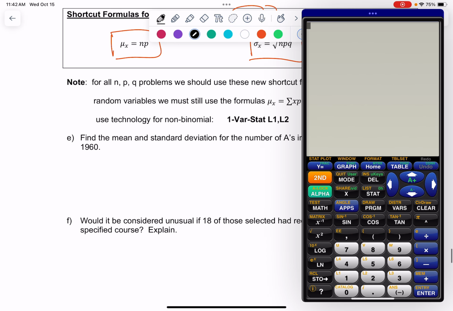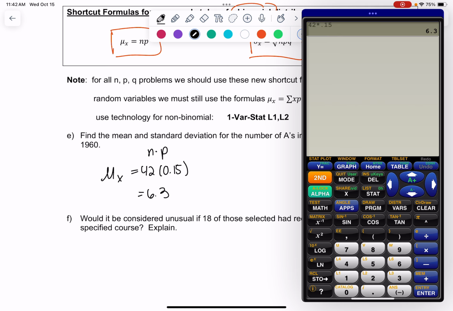We're still looking at the A's. So the mean, the little x just says x is my variable. And we're going to do 42 times 0.15, n times p. And this tells me on average we should have 6.3 A's in a class of 42.